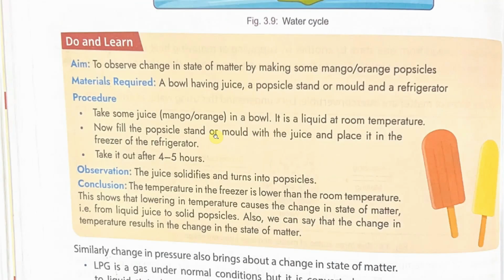To observe change in state of matter, make some mango or orange popsicles. Now all you need is a bowl having juice, a popsicle stand or mold, and a refrigerator. Take some juice, mango or orange, in a bowl. It is a liquid at room temperature. Now fill the popsicle stand or mold with the juice and place it in the freezer of the refrigerator.